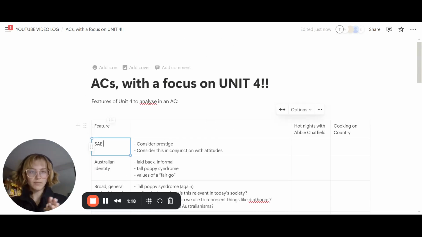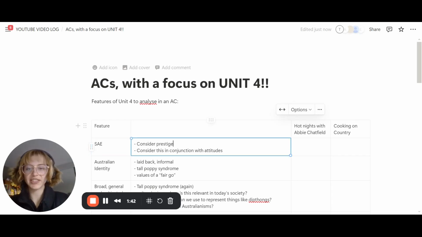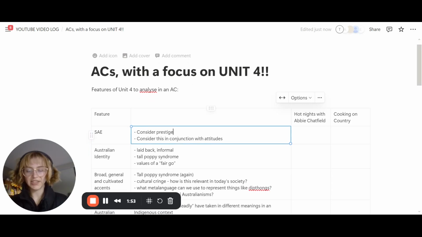So first of all, first feature on the top of the dot points is your standard Australian English. So what do we mean by this? We mean the grammatically correct one, the one that's written into your dictionaries, the way that you should properly speak, right? This is the one that the prescriptivists will refer back to when they say you can't do that. You shouldn't end a sentence with a preposition, or you shouldn't start a sentence with a conjunction, something like that. Overt prestige is going to be standard Australian English. So consider the fact that that's the form of English that is the most respected in general Australian society.